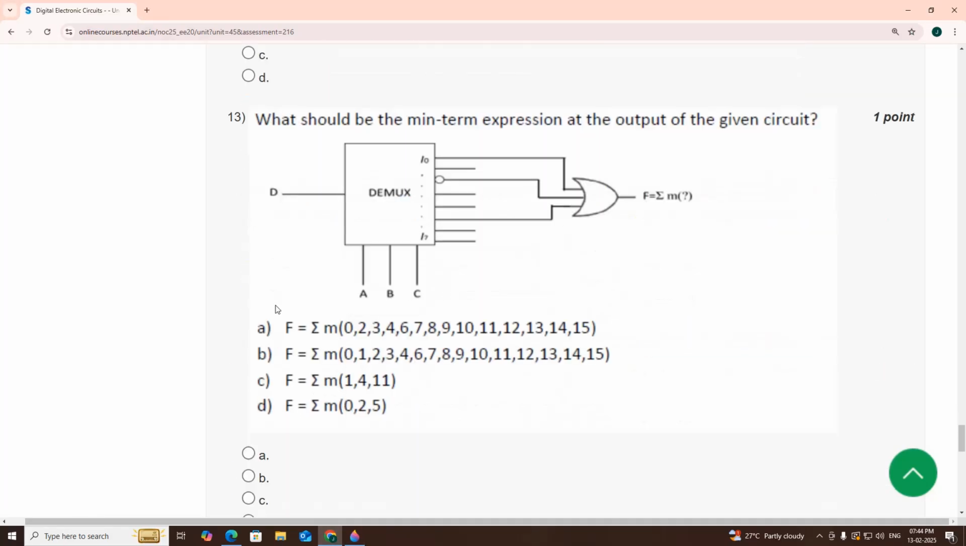Now the 13th one. They have given a circuit here. This is a DMUX, one input, 3 select lines, and I0. This is I2 with a bubble, this is I2 bar. And this is I5, I6, I7. So how many variables are there? A, B, C, D.